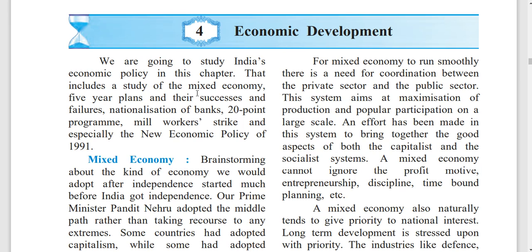That includes a study of the mixed economy, 5-year plans and their successes and failures, nationalization of banks, 20-point program, mill workers strike and especially the new economic policy of 1991. Mixed economy.